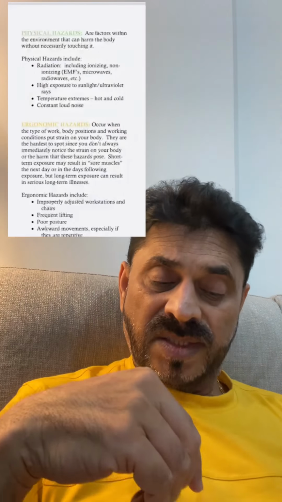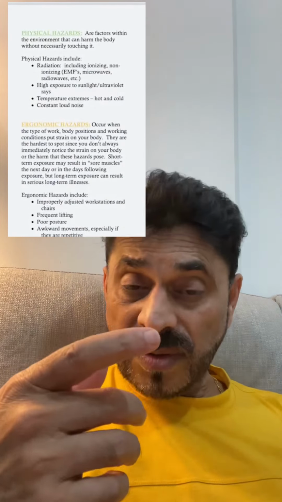Ergonomic hazards occur when the type of work, body positions and working conditions put strain on your body. They are the hardest to spot since you don't always immediately notice the strain on your body or the harm that these hazards pose. Short-term exposure may result in sore muscles the next day or in the days following exposure. But long-term exposure can result in serious long-term illnesses.